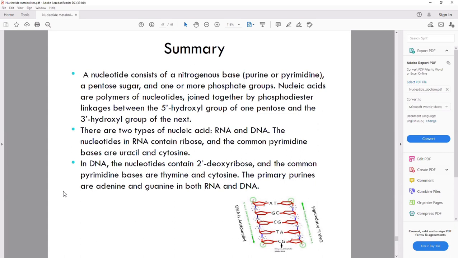The nucleotides in RNA contain ribose, and the common pyrimidine bases are uracil and cytosine. In DNA, the nucleotide contains 2' deoxyribose, and the common pyrimidine bases are thymine and cytosine.